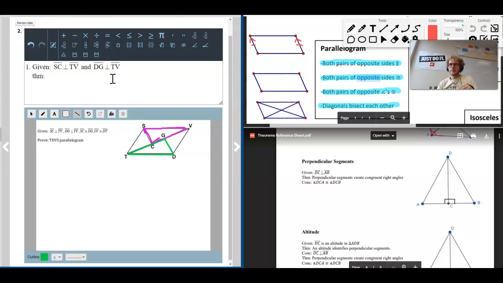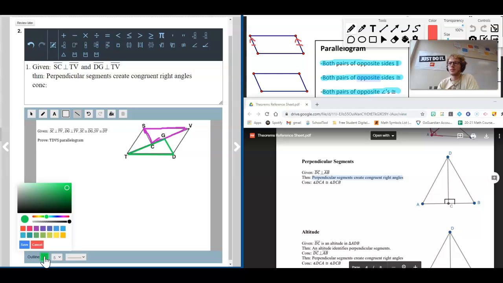Back to our first given. We've got SC is perpendicular to TV. DG is perpendicular to TV. You should be going to your theorem sheet and thinking about what theorem we're going to be putting here. I'll pause the video and resume. There we go. So I've copied down my given here, or my theorem, I should say.